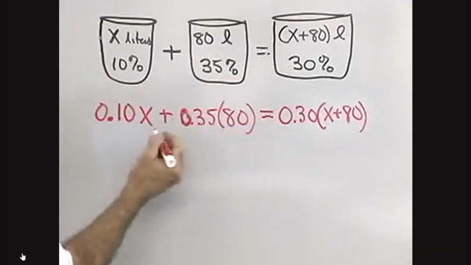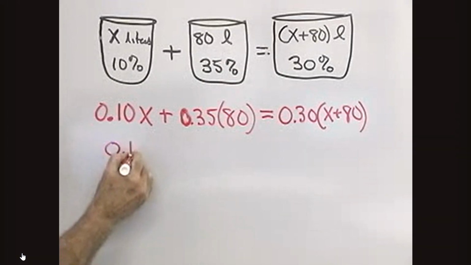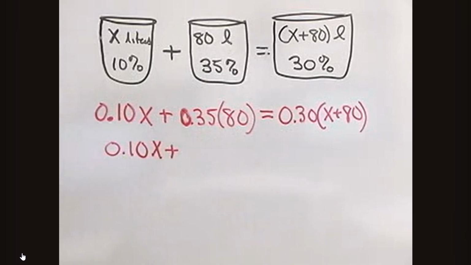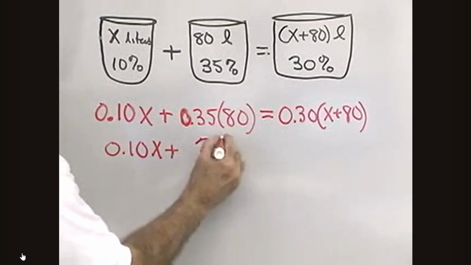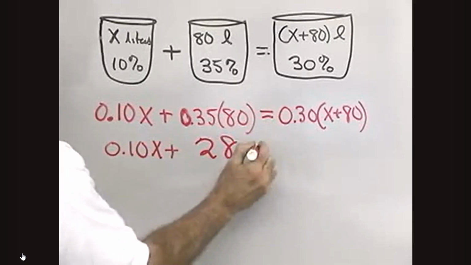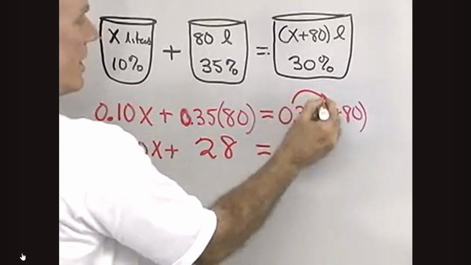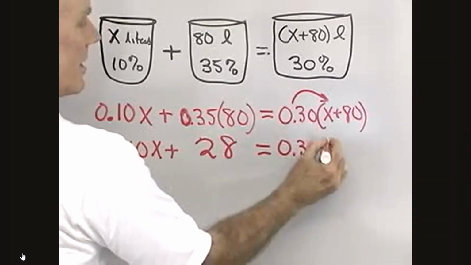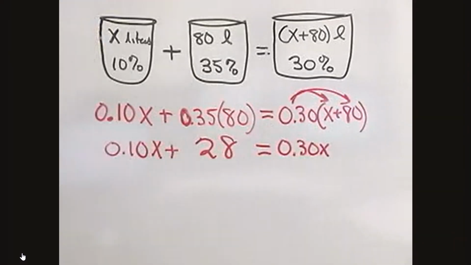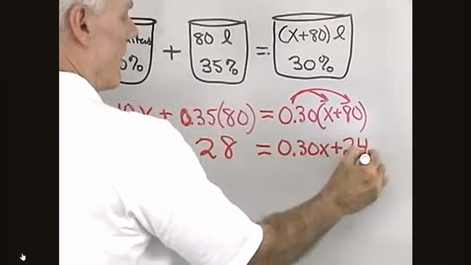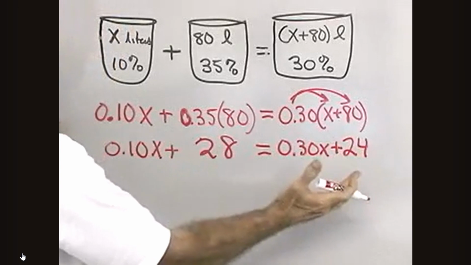So let's multiply out over here. 0.10x plus 80 times 0.35. That comes out to be 28. I multiplied that on a calculator and got 28. 0.35 times 80 is 28. Now, 0.30 times x is 0.30x, and 0.30 times 80 is going to be 24. Okay, so I simplify each side as much as I can.